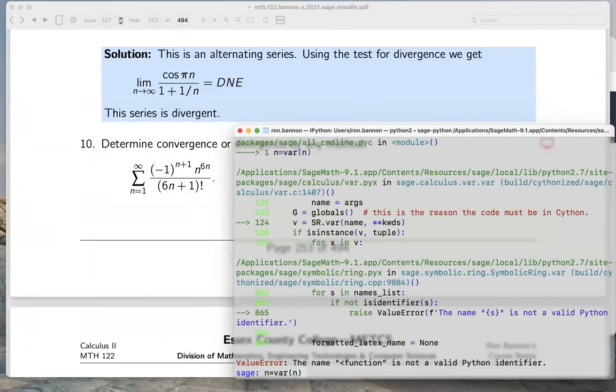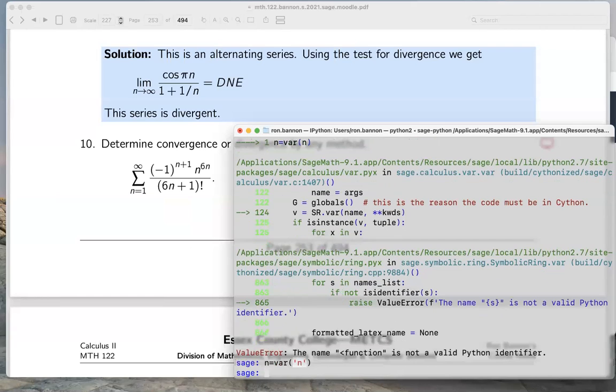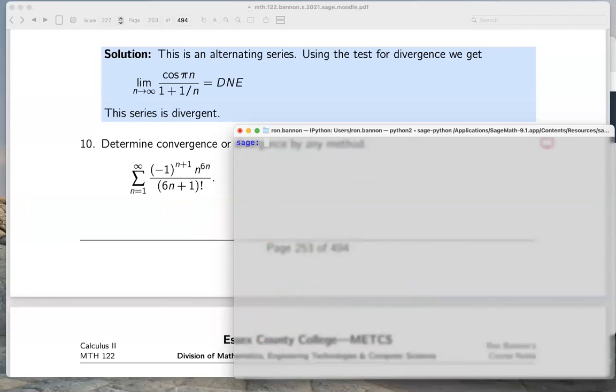Whoops, I made a mistake again. Let me just clear the screen. Clear has no effect on the variable, by the way. I'm going to set up a function. I'm going to call it a_n. I'm going to be careful to type this in. It's going to be assigned n raised to the power 6 star n.